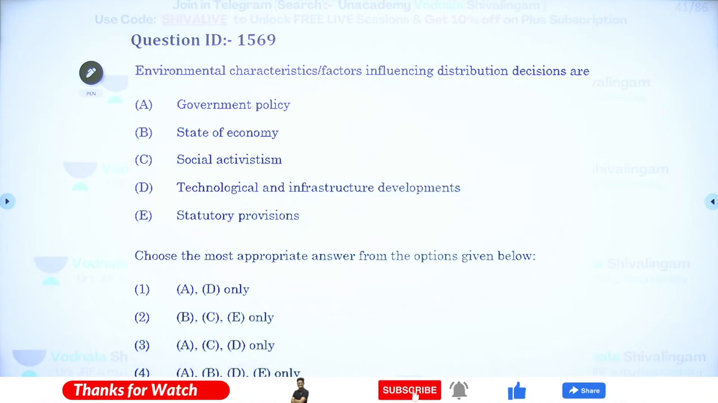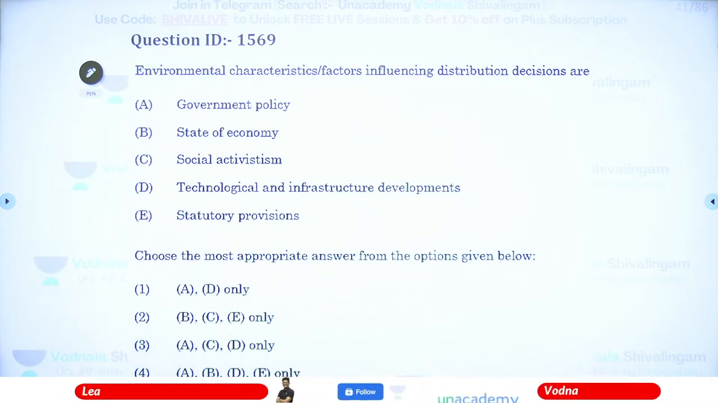Environmental characteristics influencing distribution decisions are... Okay, Kabita. Thank you. I'll do that.